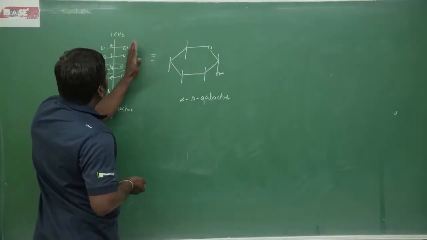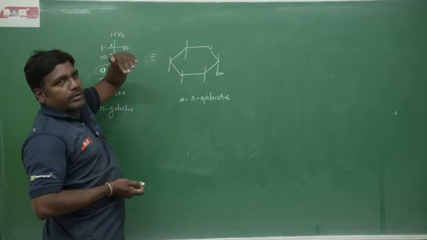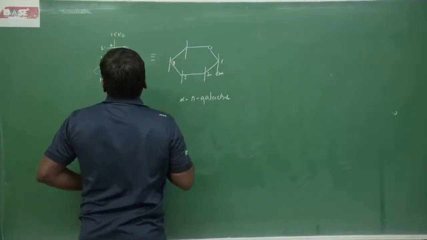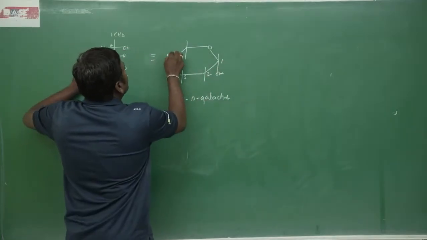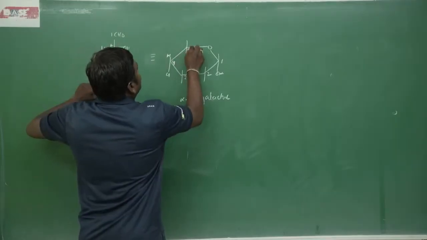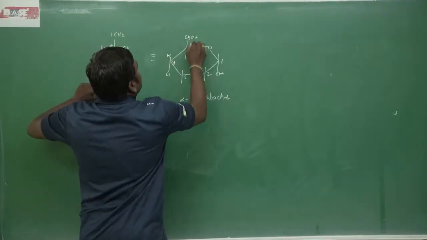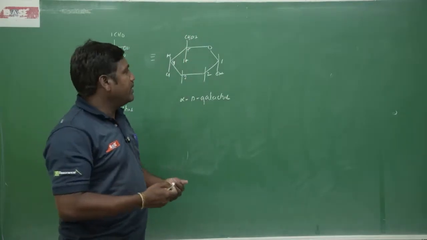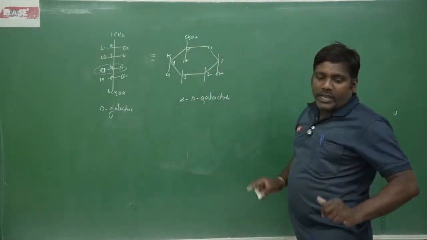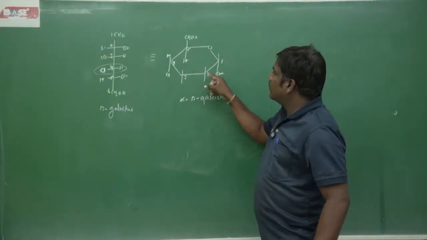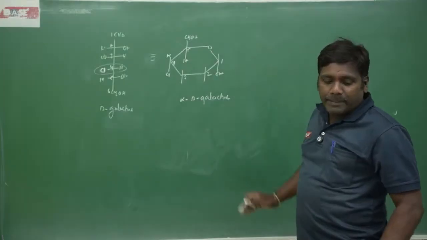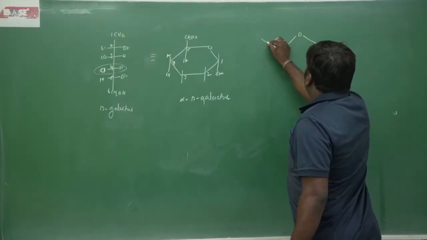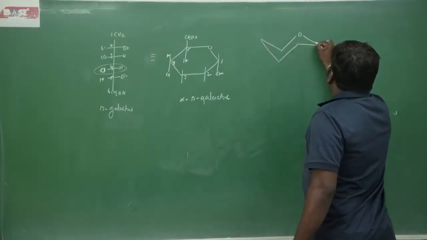How to write? These right side groups you have to write down on the compound. So 1, 2, 3, 4. At the fourth position chlorine will be there. At the fifth position CH2OH, H. Now we have to write this compound in the cyclic chair form, the cyclohexane type ring. In the chair form of the same compound, how to write this one? You have to write in this manner.